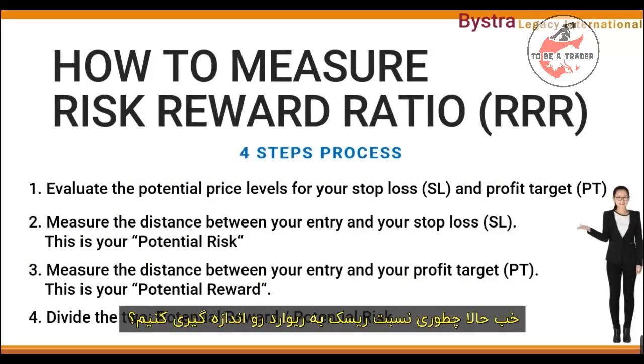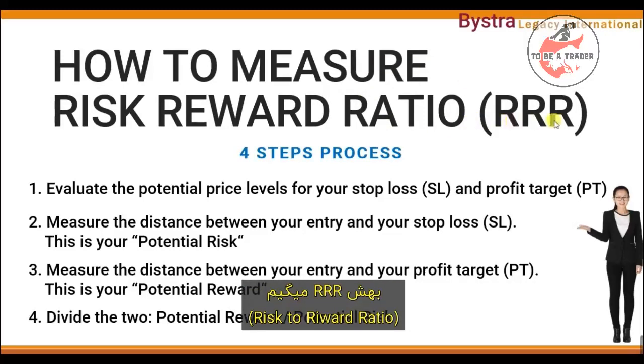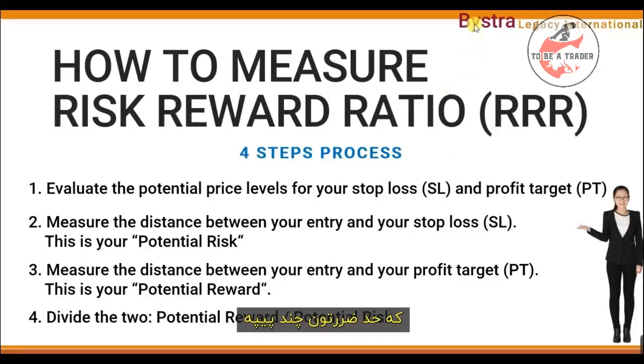So how do we measure the risk and reward ratio? There are only 4 steps, so very easy. This is called the triple R. We evaluate the potential price levels for your stop loss. Always measure your stop loss first. So how many pips is the stop loss? And the profit targets. How many pips is the profit target?